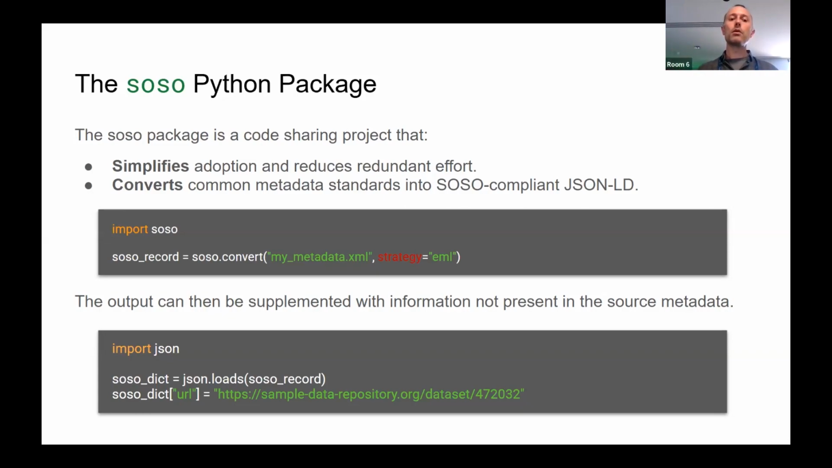As many of you probably know, metadata records often don't contain all the information that you may want to include in a scienceonschema.org record. That information can be easily augmented in post-processing, where you reload the SOSO record into a dictionary. In the example in this lower code block, we're adding a URL to the dataset landing page.